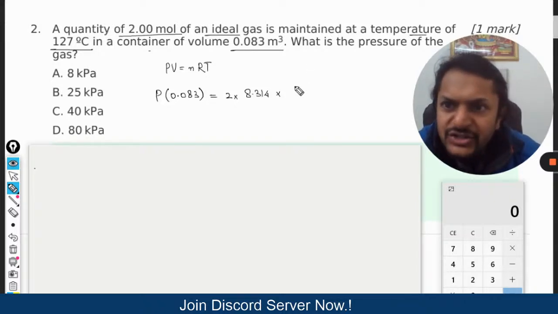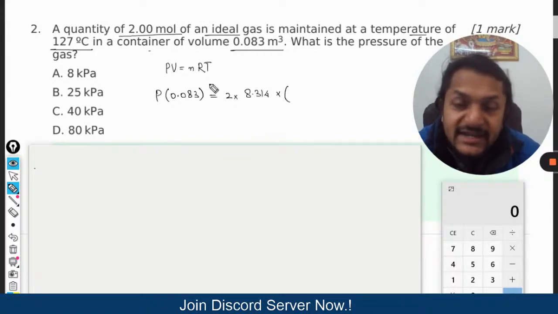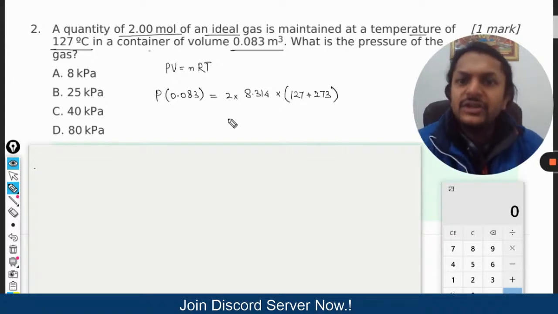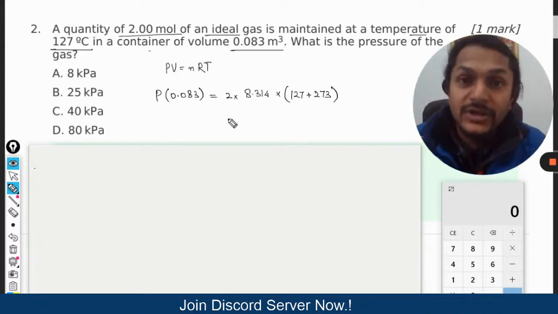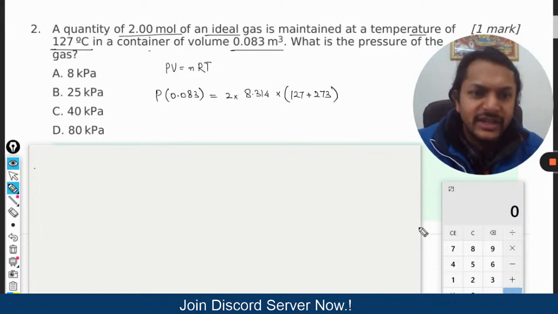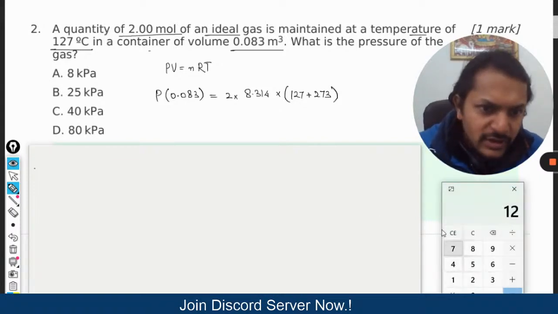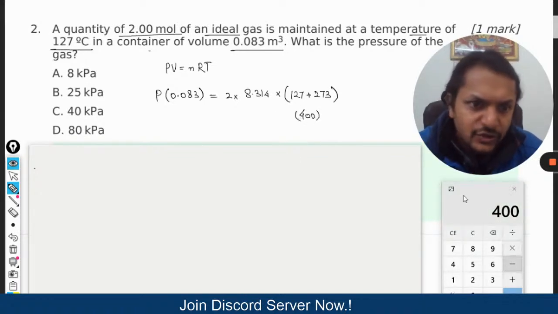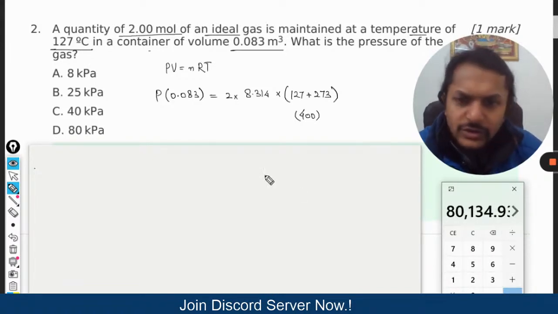And temperature is given as 127 degrees centigrade. So we have to convert it into Kelvin by adding 273 into it. So this is the equation in front of you, and we just need to solve this now. So going to the calculator, 127 plus 273 will be 400 here. So 400 multiplied by 2 multiplied by 8.314, divided by 0.083, and so there we are.